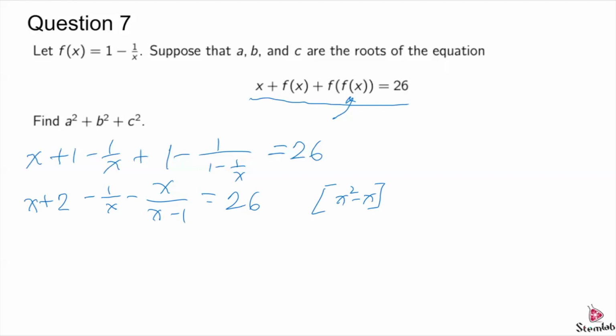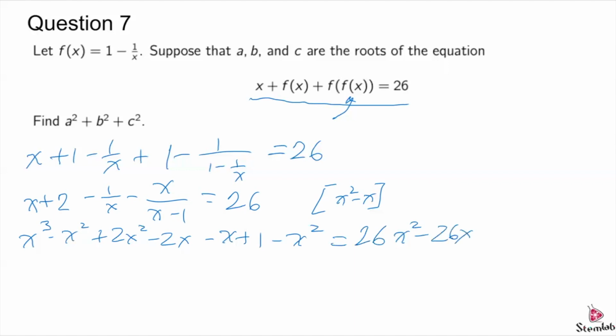So we have x cubed minus x squared plus 2x squared minus 2x minus x plus 1 minus x squared equals 26x squared minus 26x. Moving it all to the same side, we first have some cancellations here. This cancels that, this cancels this. And then we will move everything to one side. We have x cubed minus 26x squared plus 23x plus 1 equals 0.